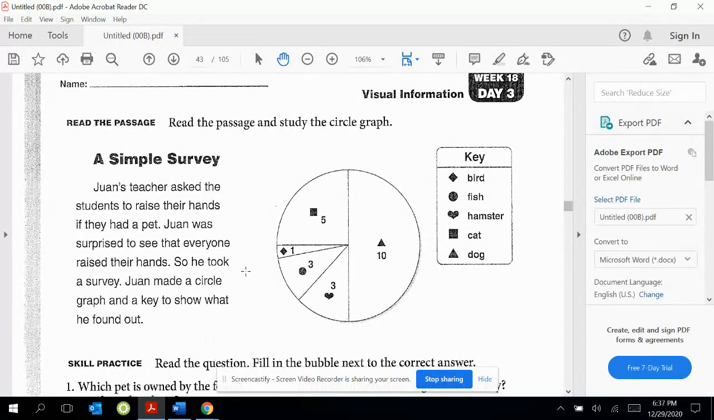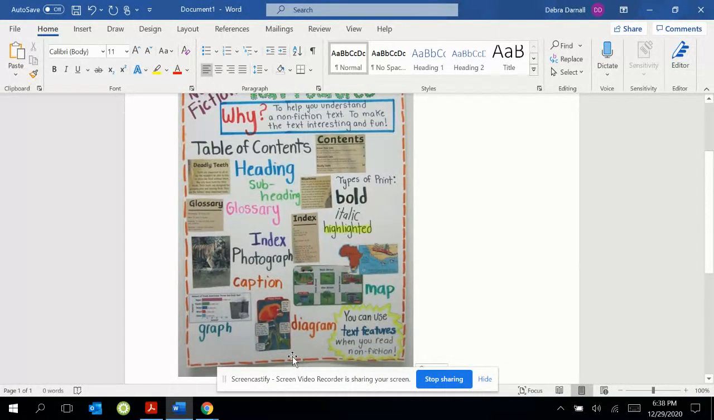Visual information is given as a picture, chart, graph, or other visual element. So here is a picture of a graph, and this is a picture that has labels on it. This is a diagram.